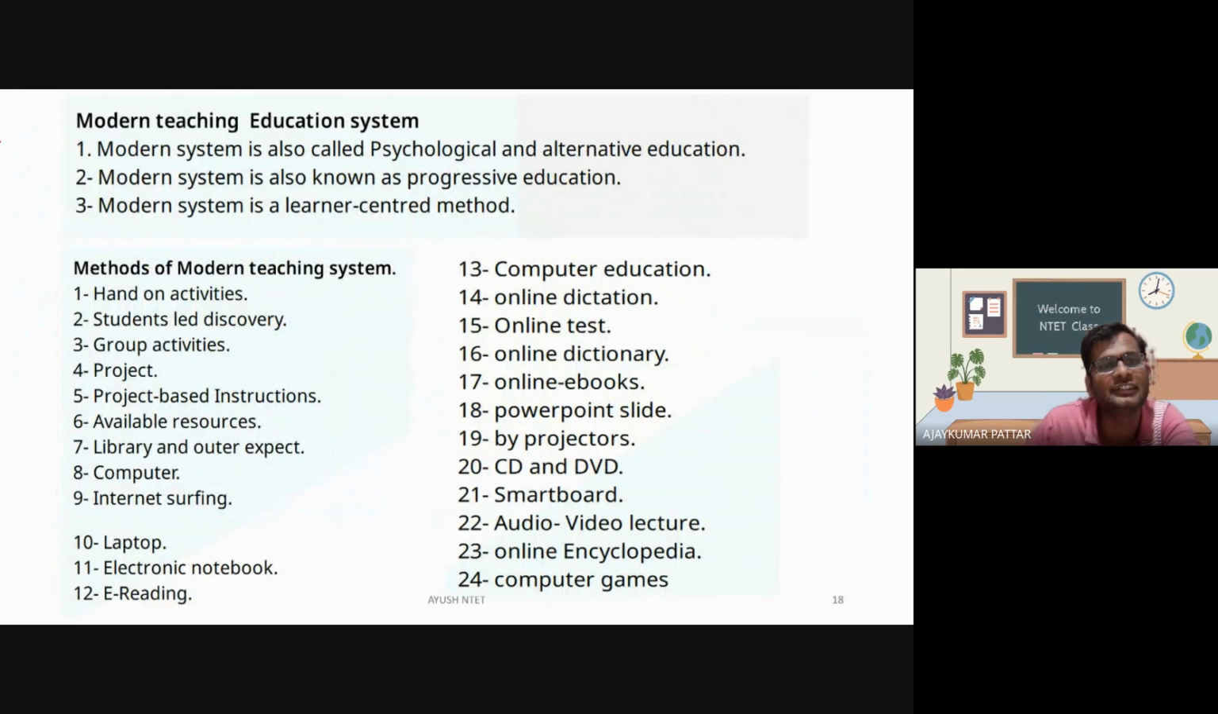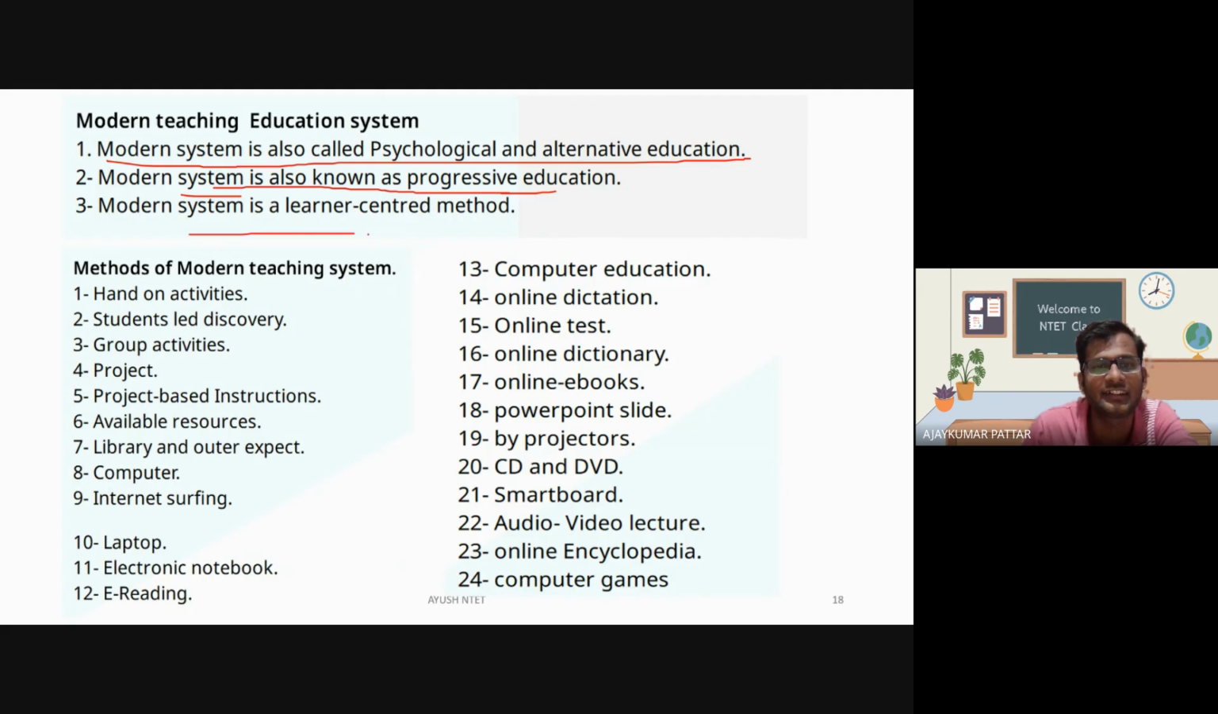But what is the modern teaching education system? The modern system is also called psychological or alternative education. The modern system is also known as progressive education. To tradition, certain things and technology development are added, then it is known as the modern system. Then it is known as progressive education.